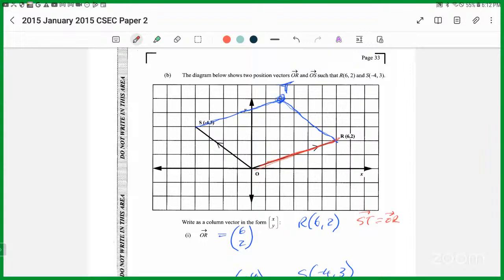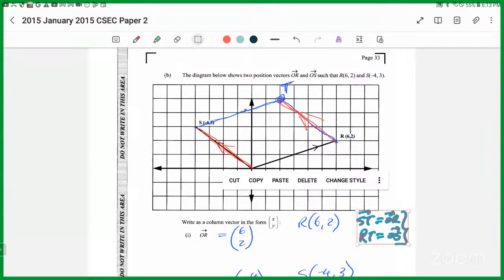And I also want to show these two sides. This side, this side. Yeah, equal vector as well. That is that RT equal to OS. We need to show those two things to show that it's a parallelogram. All right, copy it down. That's what we need to show.